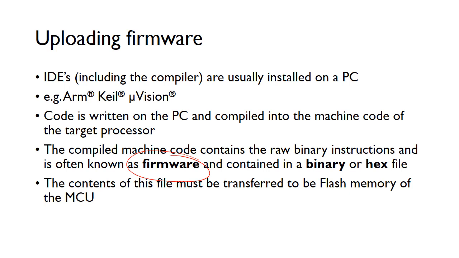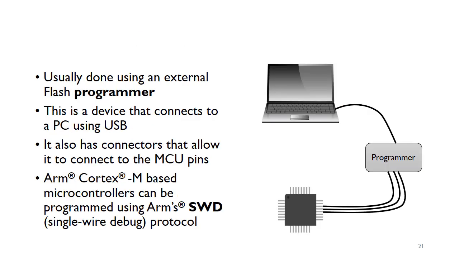But we need to get that file into the flash memory of the microcontroller. So we often do that using a separate device, what's called an external flash programmer. This programmer will be connected to your PC via USB. So on your computer, you'll have your .bin file, your binary file.